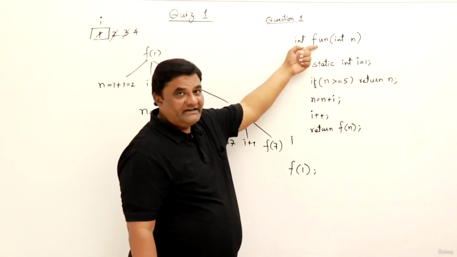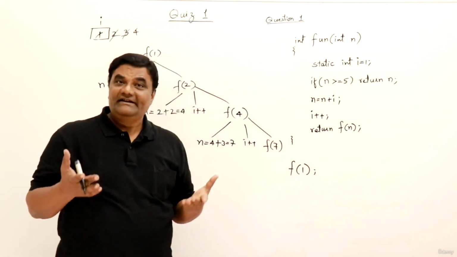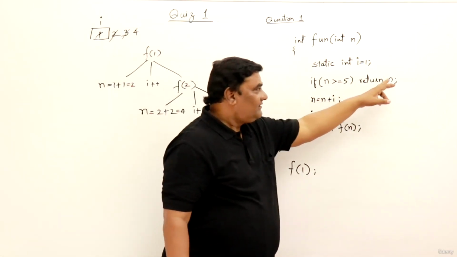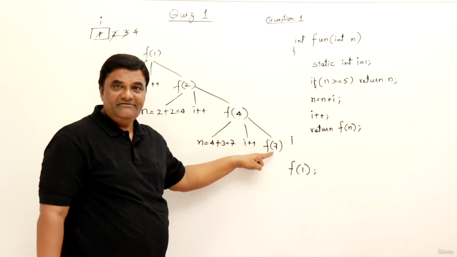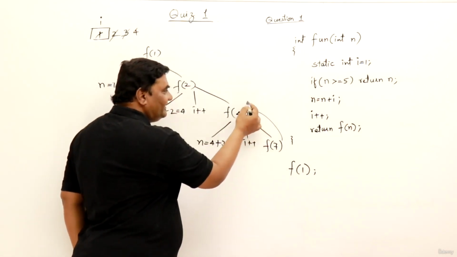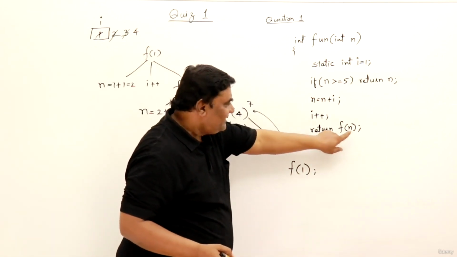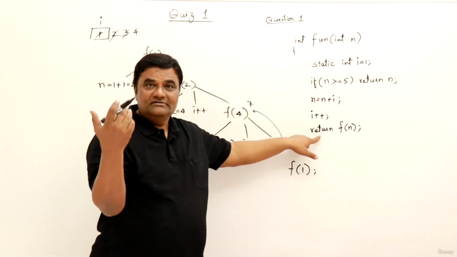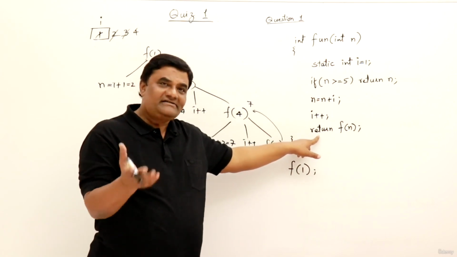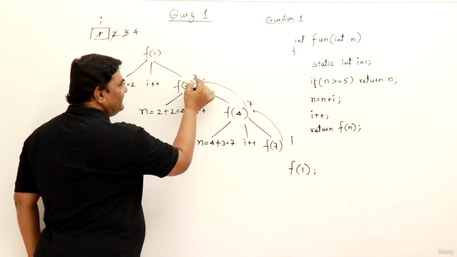Now it comes here with 7. Is 7 greater than or equal to 5? Yes, it is greater. So do what? Return n. What is n? 7. So 7 is returned here. Then in this statement, what is written here? Return. Whatever result is obtained is returned. So 7 is returned from here also. So it is 7 here.